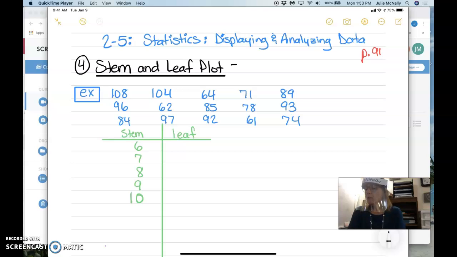And first I'm going to look for my 60s, okay? I have 62 and 61. Did I miss anything? Oh, 64. So I'm only writing the ones place, but I'm writing it in order from least to greatest. So I have a 61, a 62, and a 64.